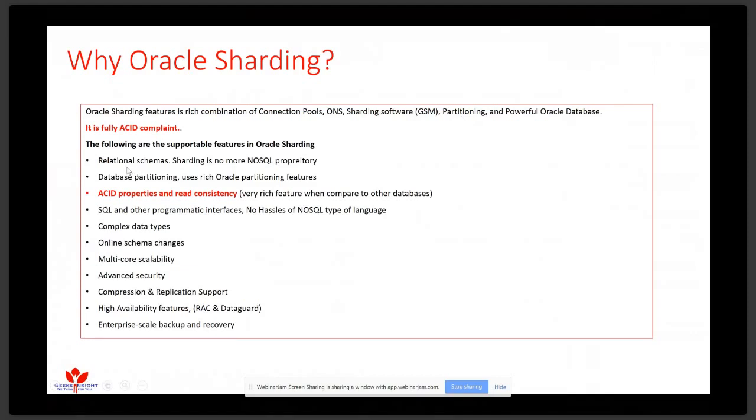Now, when you really look into why we need to use Oracle sharding, it is relational versus NoSQL databases. NoSQL databases basically have no structure or no schema defined. It's schema on read kind of. This is the major feature for relational schema sharding, and sharding is no more than a NoSQL proprietary. Oracle uses rich database partitioning features to do the sharding, and it also gives you the ability of ACID properties and read consistency, which we have been talking about for a long time with NoSQL databases' eventual consistency.